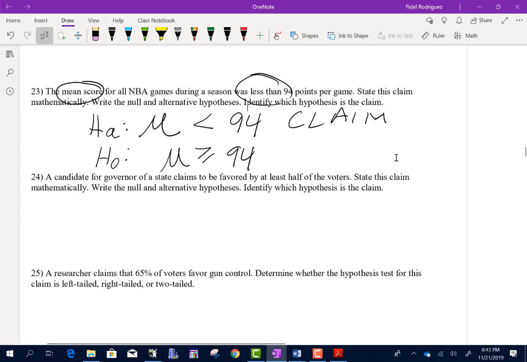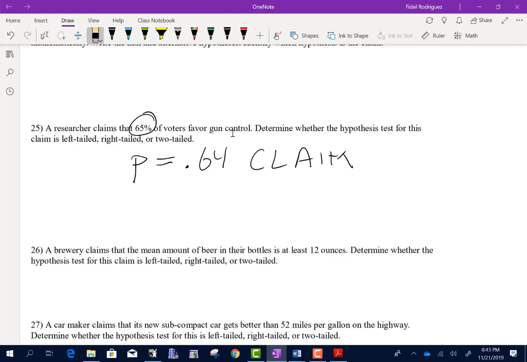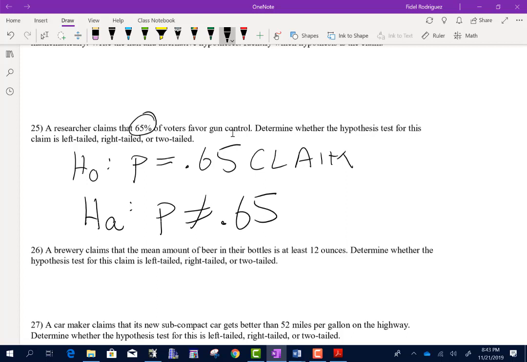So guys, 24, very similar, right? 25. So look what it says here. A researcher claims that 65% of voters favor gun control. Okay, so guys, do you see how this is giving me a percent? So that's telling me that my P is equal to what number? 0.65. Okay, that's my claim. Or 65, I'm sorry. 65. Okay, so everybody agree that's our H0? So then our HA, wouldn't our HA be that it's not equal to 0.65?